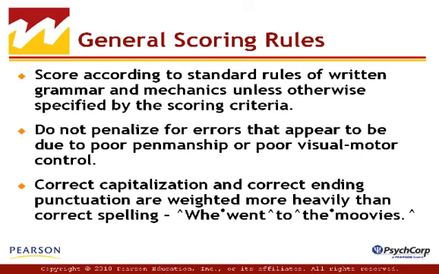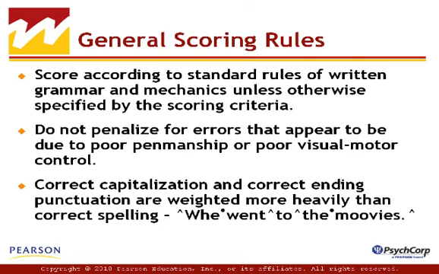When you're writing a sentence, you must start the first letter with a capital. You must have some ending punctuation mark. So those standard rules of written grammar and mechanics are not necessarily explicitly addressed in the examiner's manual. Again, just like when you're looking at alphabet writing fluency or spelling, if you think that any production appears to be poor because of penmanship or maybe visual motor integration, you won't penalize for that.